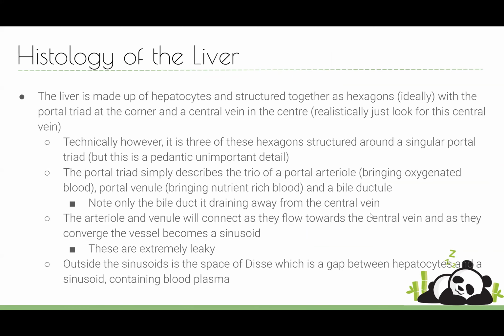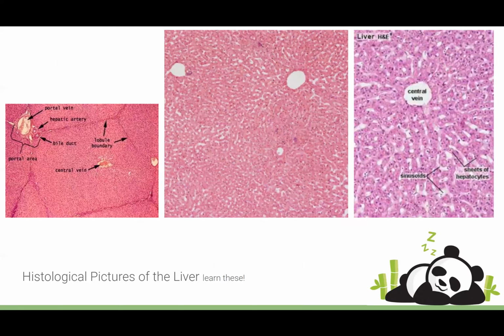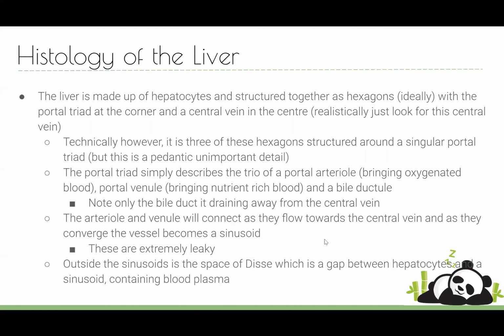Okay, histology. So the liver is made up of hepatocytes and is structured with what looks like hexagons, with the portal triad in the core and the central vein in the middle. Realistically speaking, whenever you're looking at them, just remember the iconic picture of this. Hopefully you've seen this, where this is a central vein, and these are the portal triad in the center, and this picture is kind of a hexagon, ideally. Technically, it's 3 of these hexagons structured around a singular portal triad, as a technical point of how they're actually built. The portal triad describes the portal arteriole, the portal venule, and the bile ductule.